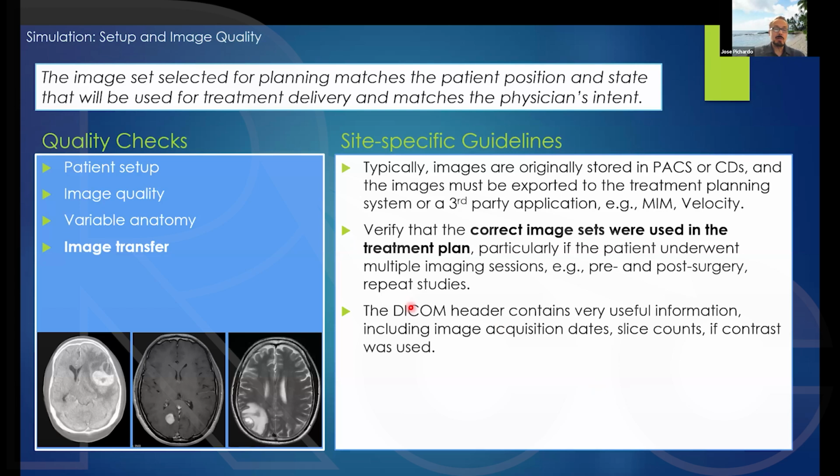All right, the DICOM header information is very, very useful because sometimes you may not have the document or the CD, and then you're like, okay, I don't know when these images were taken. Most treatment planning systems have the ability to read the DICOM header, and if they don't, there's always free third-party software that you can use to read it, and that will tell you where the scan took place, who did the scan, if contrast was used, the dates, the slice counts, all that information will be there.